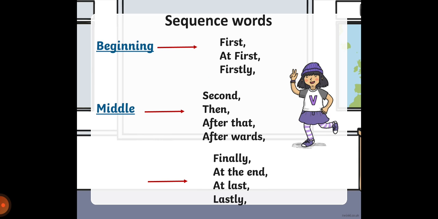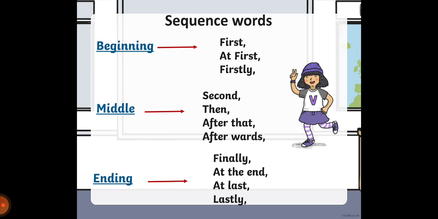Now let's check sequence words. As I said, we took those last week, but now we are just revising them. So when we start reading or writing instructions, we can be very careful. We divided them into 3 sections: sequence words that we use at the beginning, sequence words that we use in the middle, and sequence words that we use at the end. For example, sequence words that we use at the beginning can be first, at first, or firstly. I don't need to use all of them, I only need to use one.